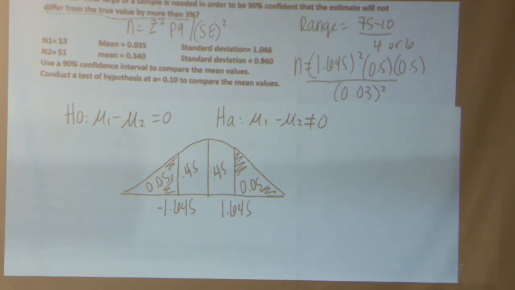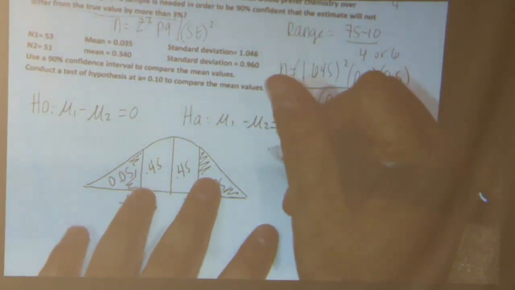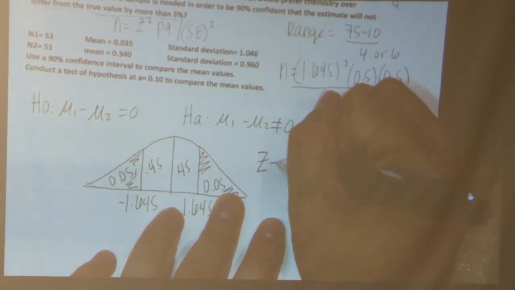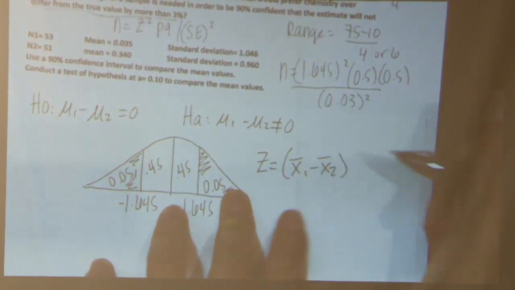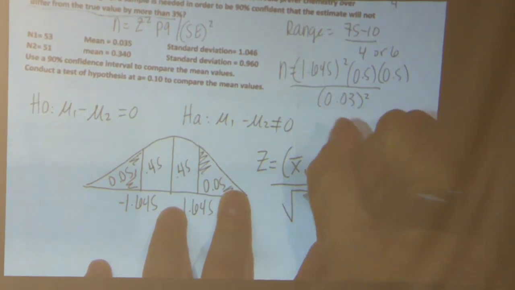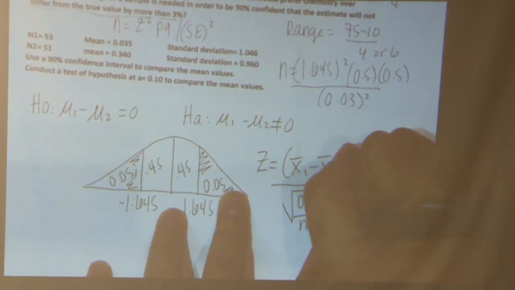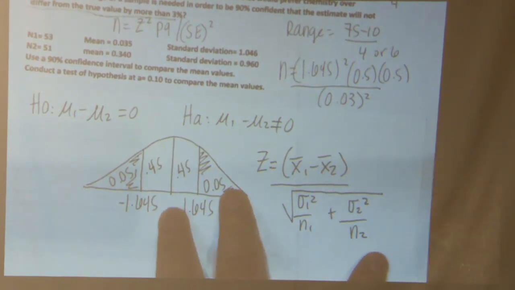So next we have to find our test statistic to see if it falls in the rejection region. So for two large independent samples, our test statistic is going to be equal to the x bar 1 minus x bar 2, divided by the square root of the standard deviation 1 squared over its n value, plus the second standard deviation squared over its n value.